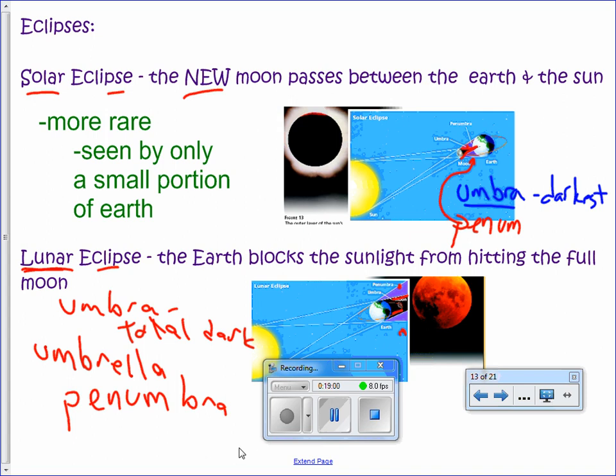All right, everybody got eclipses? Make perfect sense? And in the lab tomorrow again, you'll have a chance to kind of practice that.